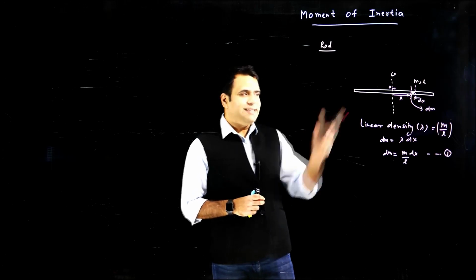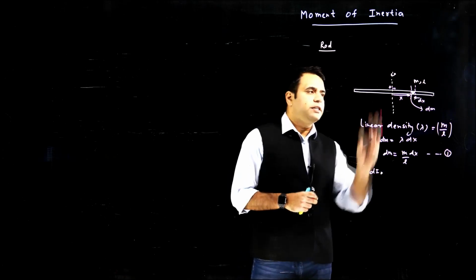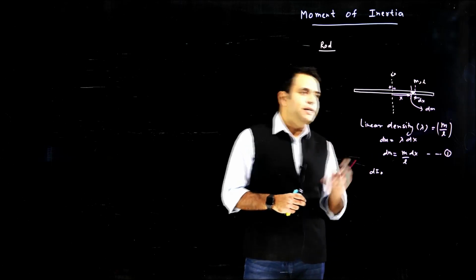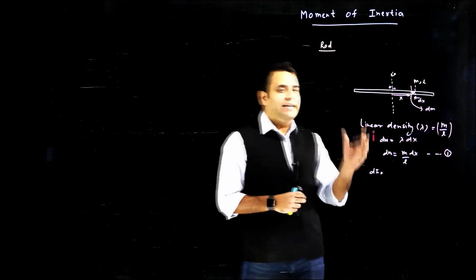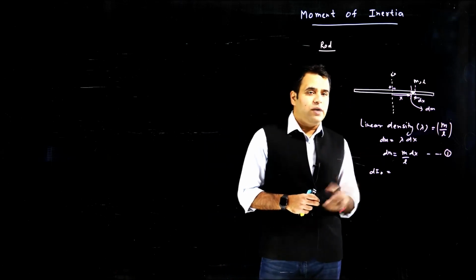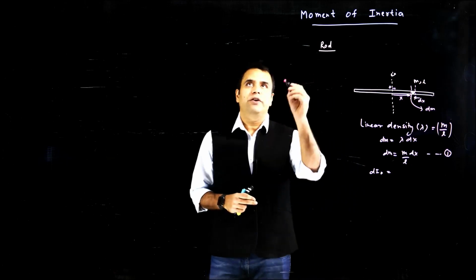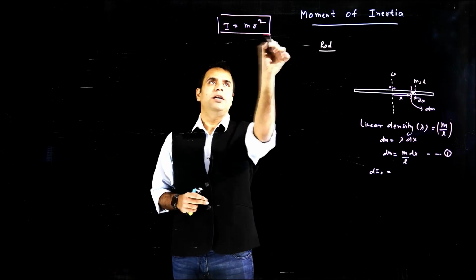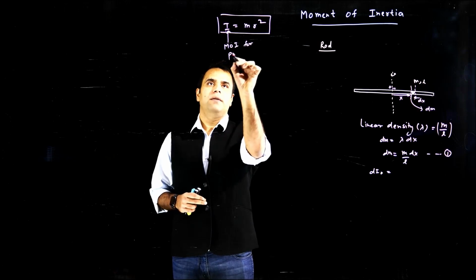Now for this element, we will define the moment of inertia with respect to our axis. The moment of inertia for the element with respect to the axis is defined as dI naught. It's a small value because we are calculating the moment of inertia for the element, so we cannot take it completely as I naught. So it is dI naught. That value will be equal to, the formula is m r square. If you remember, moment of inertia due to a point mass is equal to m r square. This is the formula for moment of inertia for a point mass.